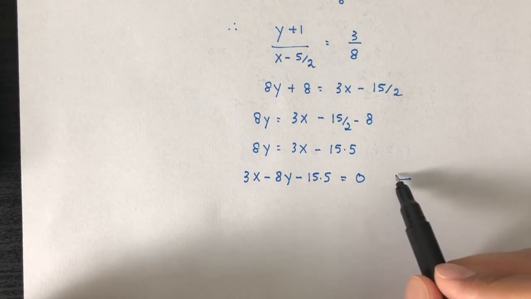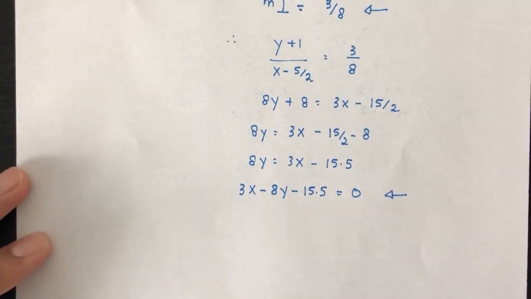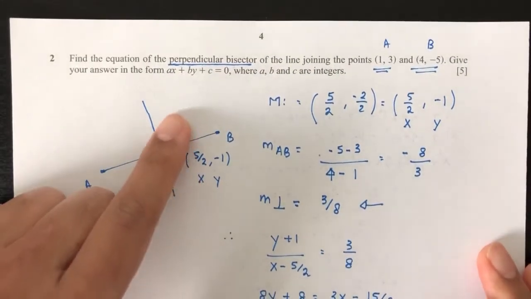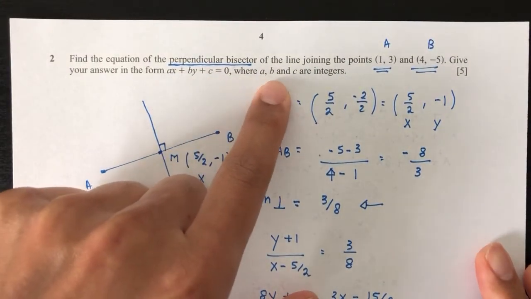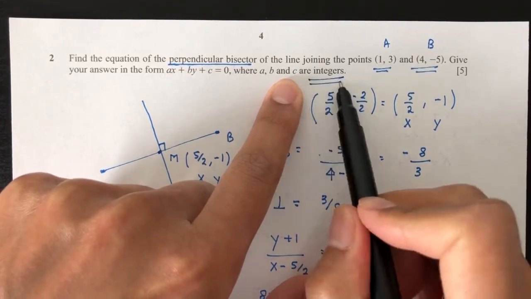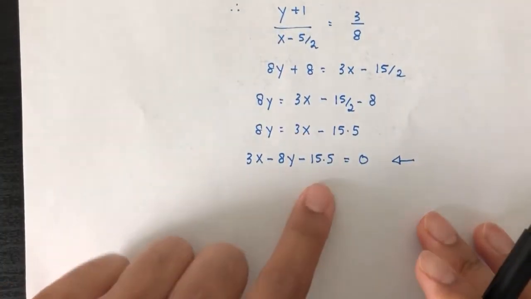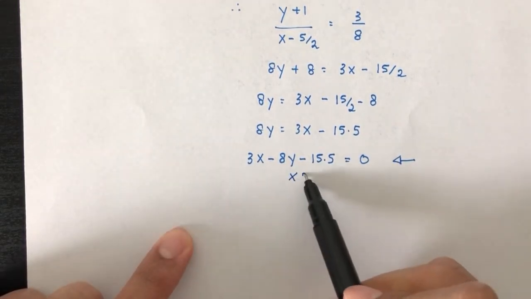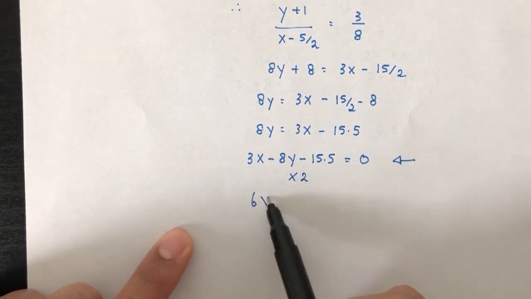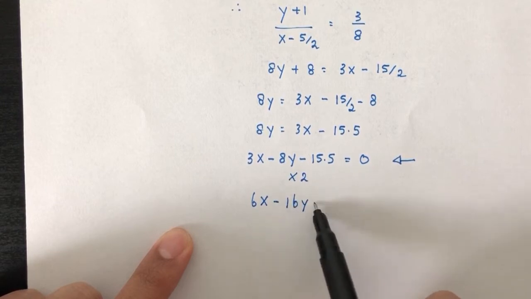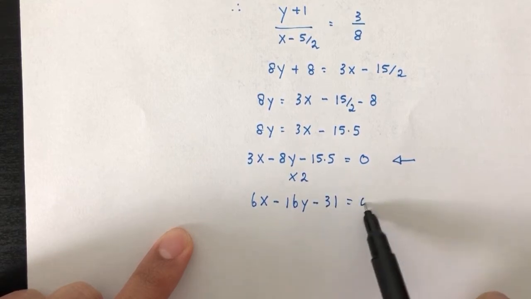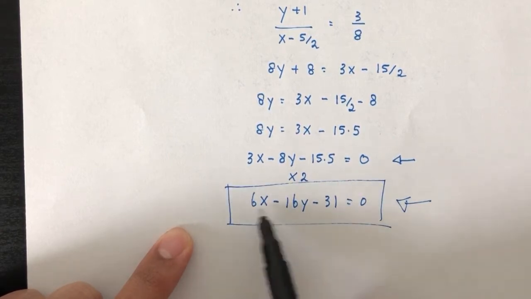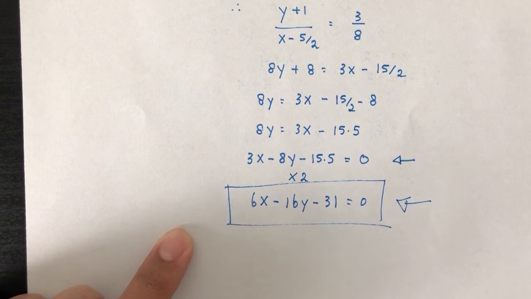So here there's a catching point. Even if you have this, we have to go back up to look. It says that we have to make it in this form where a, b, and c are integers. So if you observe, this one is not an integer, so it will not be good. So we have to multiply everything by 2. That will give me 6x minus 16y minus 31. So this will be your final answer, where all these numbers here will be integers. And that is question number 2.